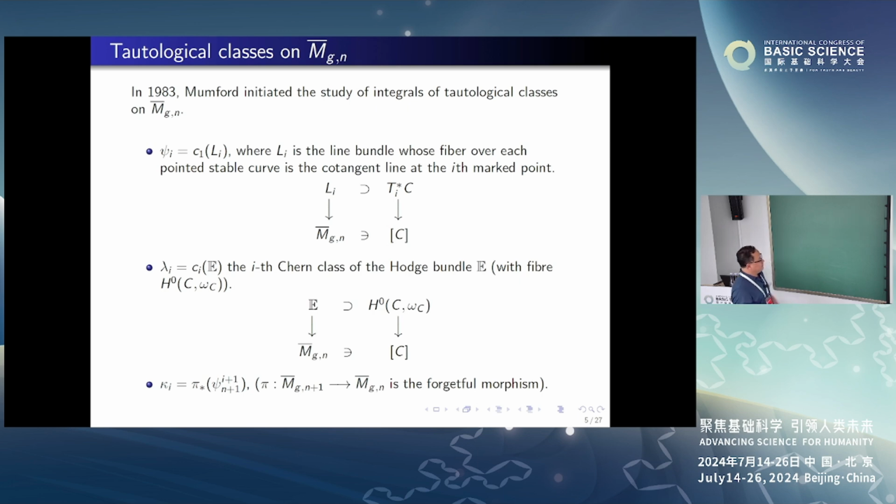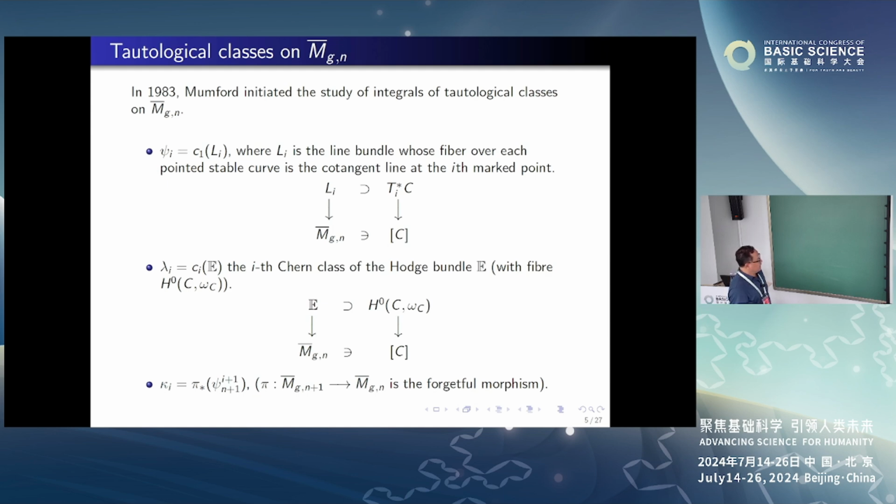There are some very important characteristic classes, or Chern classes, on the moduli space of Riemann surfaces with marked points. In 1983, Mumford wrote a long paper to initiate the intersection theory on the moduli space of Riemann surfaces. In particular, he studied the so-called tautological classes on the moduli space. The first class is the psi class. We consider a line bundle, the cotangent line at the i-th marked point. When a curve moves on the moduli space, you get a holomorphic line bundle. The first Chern class of it is the psi class.